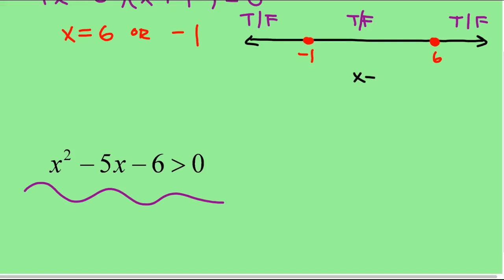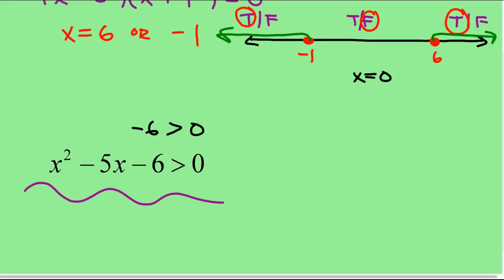0. So let's check to see if x equals 0. That lands in between there. And if I put 0 in, I'm going to get -6 is greater than 0. Is that true or false? That is false. So if it's false in between, then it's going to be true on the outsides. So my solution here is going to go like that and like that.